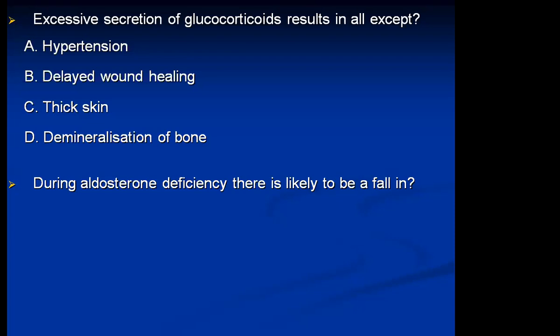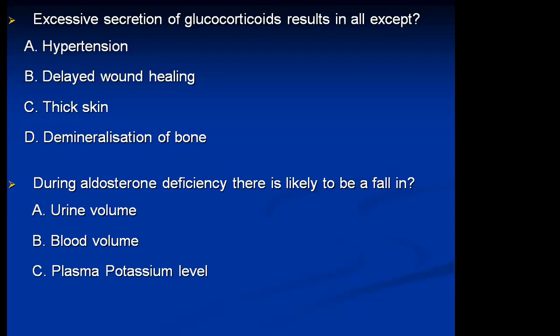During aldosterone deficiency, read it twice. During aldosterone deficiency, there is likely to be a fall in what? Urine volume, blood volume, plasma potassium level, or a fall in blood viscosity. So what is the right answer in aldosterone deficiency? There is likely to be a fall in which parameter? Yes, blood volume. I should say sorry, there is likely to be a fall in blood volume.